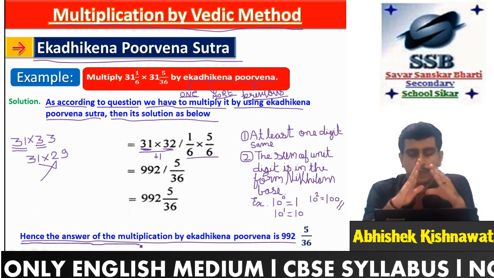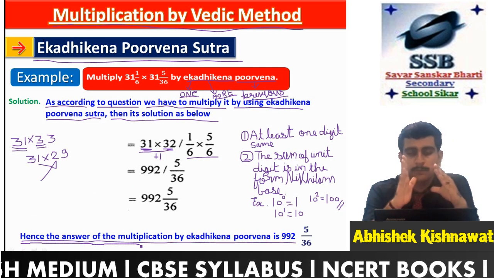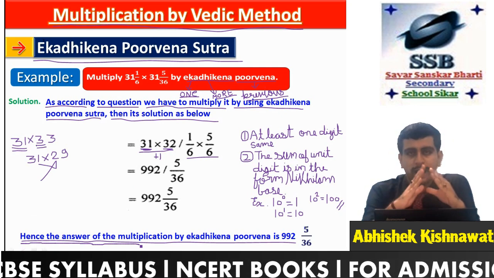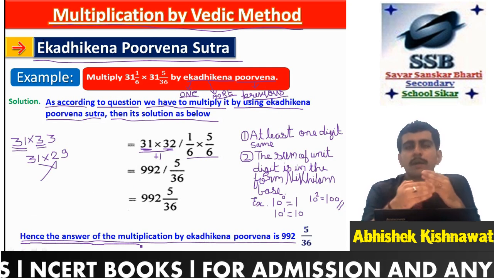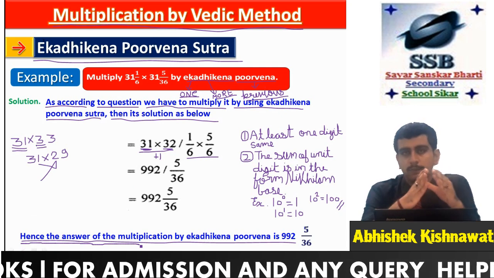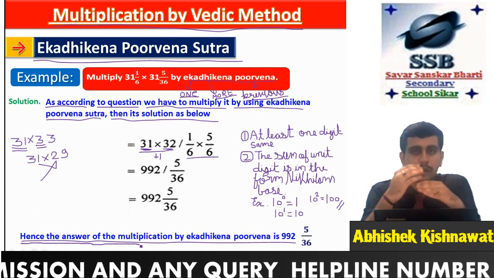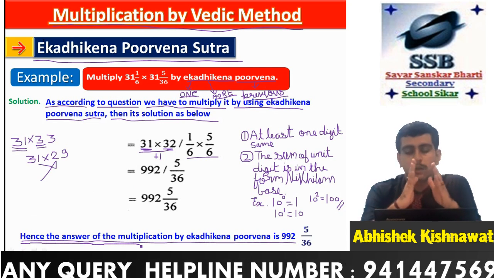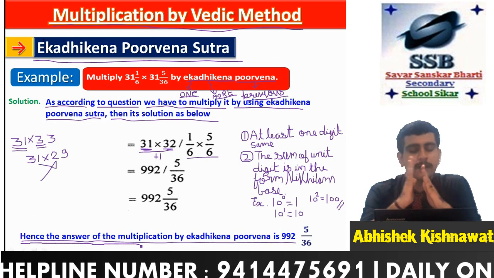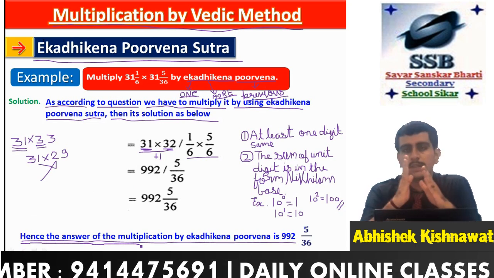First, what you have to write, according to the question, is that we have to multiply it. As we have to see what we understand by this question. We are representing it in the theoretical form. What we understand, according to the question, is that we have to multiply it by using the Ekadhik and Purvan Sutra. Then its solution is below.